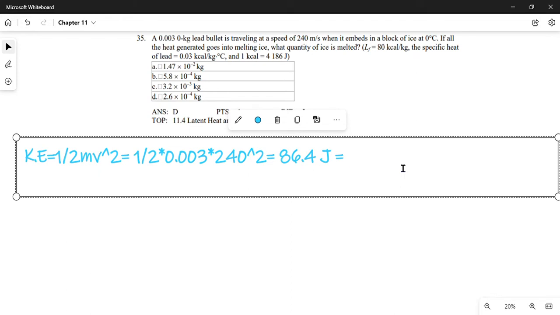But here we have the specific heat capacity in the unit of kilocalorie. So we have to convert it from joule to kilocalorie. How can we do this? By dividing it over 4186, which equals 0.0206 kilocalorie.